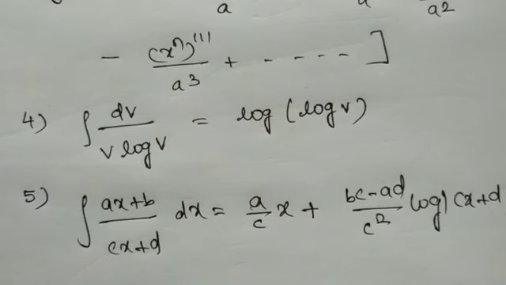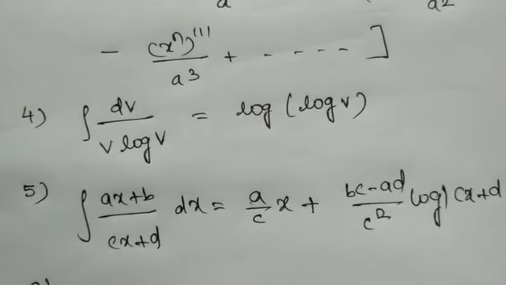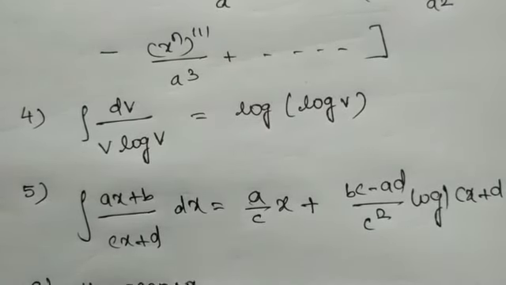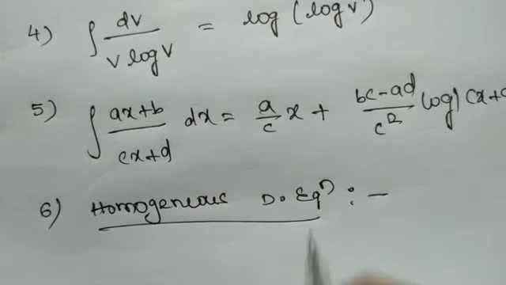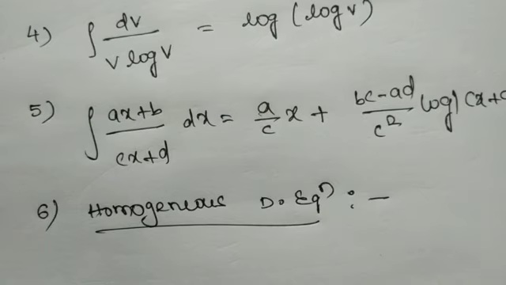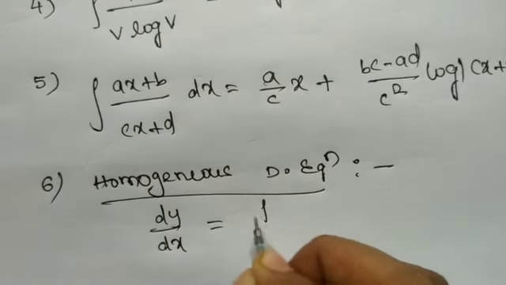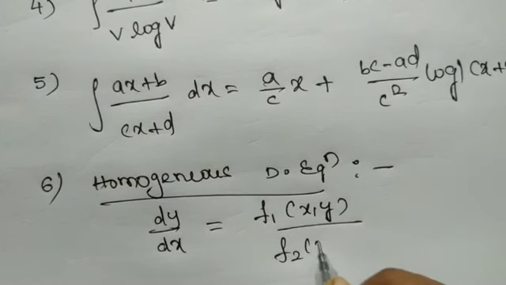So next one, homogeneous differential equations. In this homogeneous differential equation, let us check, that is in the form of dy by dx equal to f1(x, y) by f2(x, y).